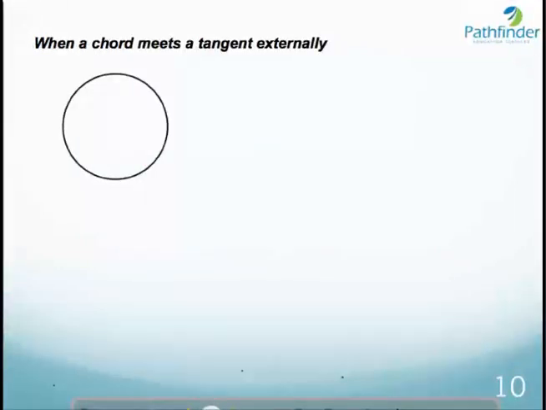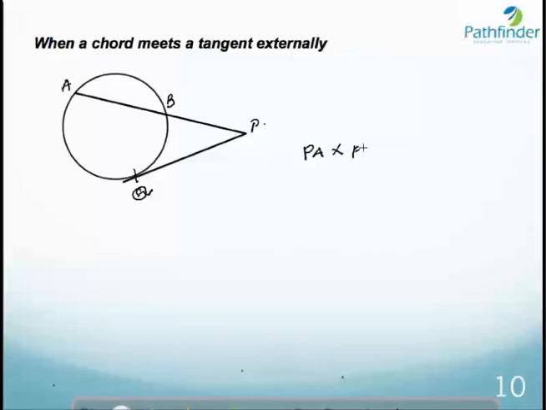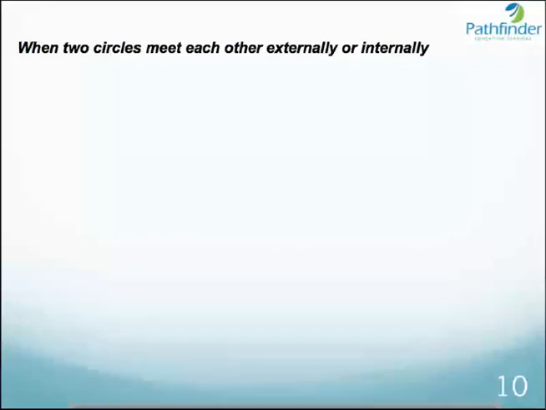Similarly, when a chord meets a tangent externally, say we have a chord AB which meets the tangent PQ, then we have PA into PB is equal to PQ square.